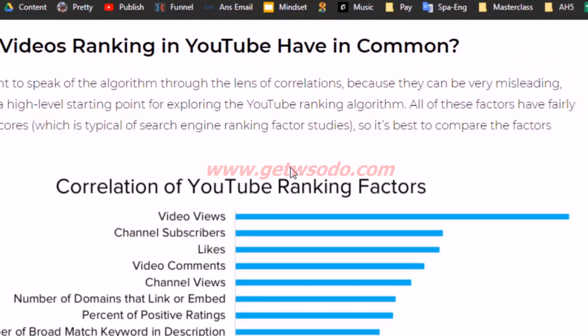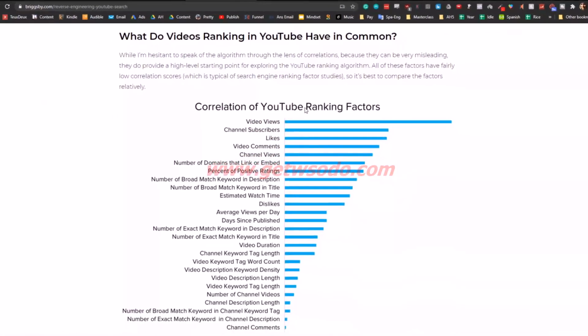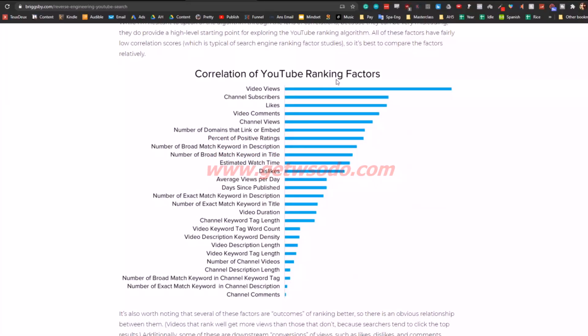For example, if I have on a really nice shirt in my video, I might think that is the cause of why the YouTube video went well, but it's more likely just a correlation. So here are the ranking factors that they found with a top-level view. Video views is the number one ranking factor, then channel subscribers, basically your authority in this niche. And we've talked about this at other times in this series as well.